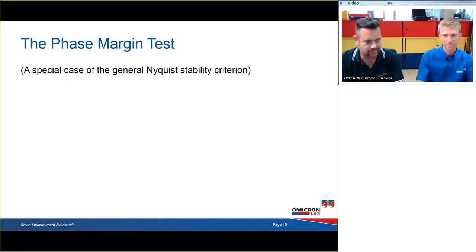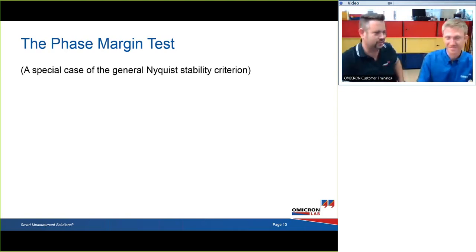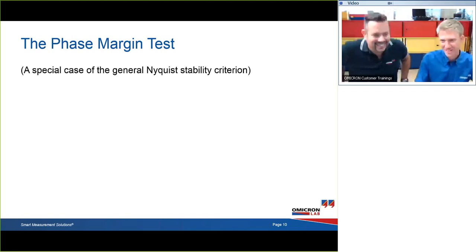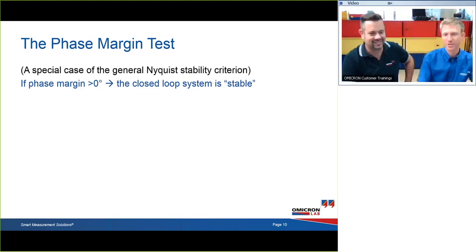Yeah, the phase margin test, that's the actual test that we are performing in order to check the distance. And it's a special case of the general Nyquist stability criterion, which I actually never did understand fully. I tried to, but it's quite mathematical and a lot of control system theory, and I did not succeed in understanding everything. Well, there are some things in life you just have to accept. That's it. And this phase margin test says if the phase margin is more than 0 degrees, the closed loop system will be stable.